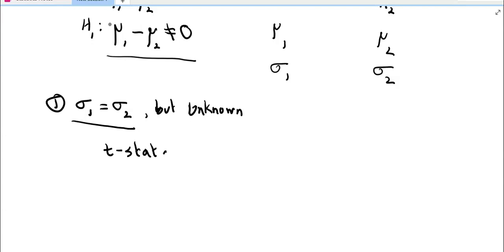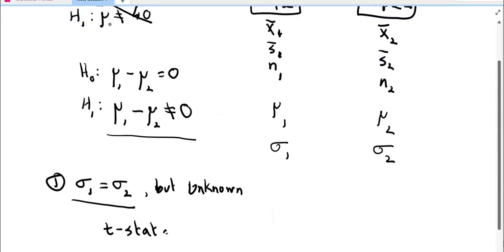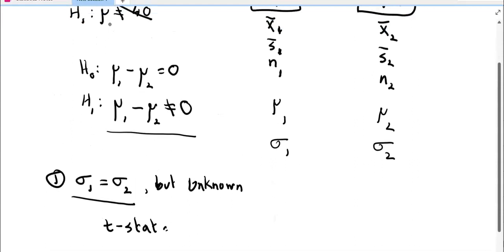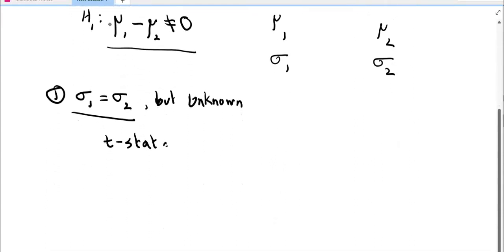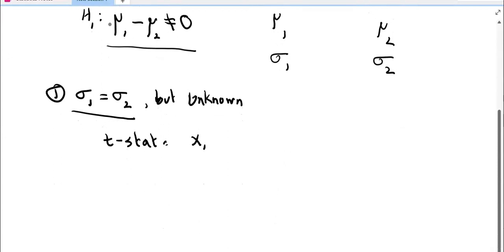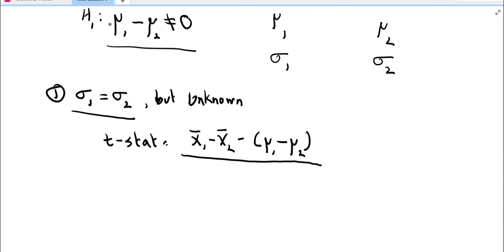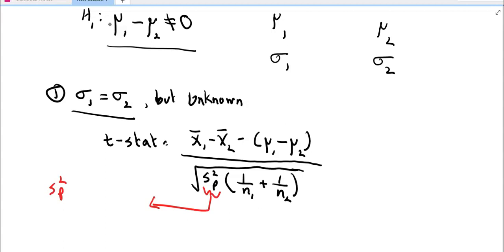So we will find the t-stat, and the formula uses x1 bar and x2 bar, which are the sample means. The formula is x1 bar minus x2 bar, then minus mu1 minus mu2, divided by the square root of sp squared times 1 over n1 plus 1 over n2. This sp squared is what we call the pooled variance.